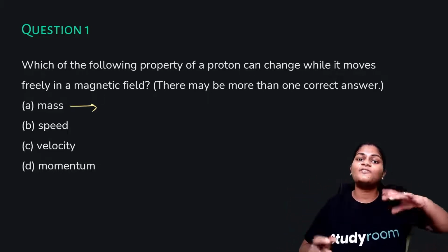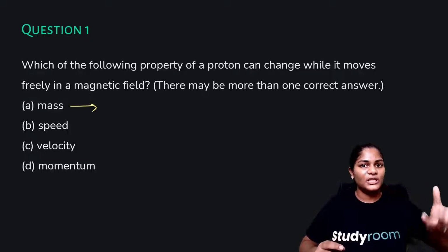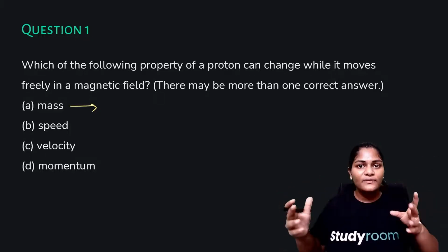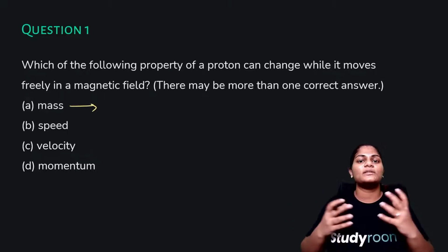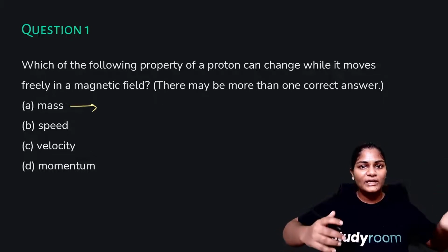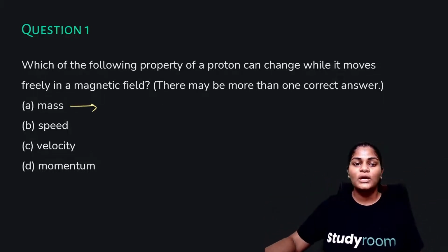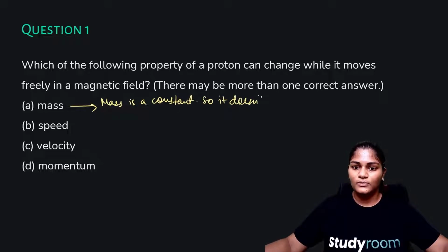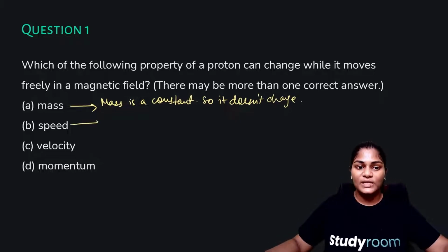No matter if any force is exerted on a particular object, be it a proton or a human being or a car, whatever it is, the mass remains the same. The mass doesn't change, even if it's going into a magnetic field, coming out of a magnetic field. So we write that the mass is a constant, so it does not change. Great. Let's move on to speed.